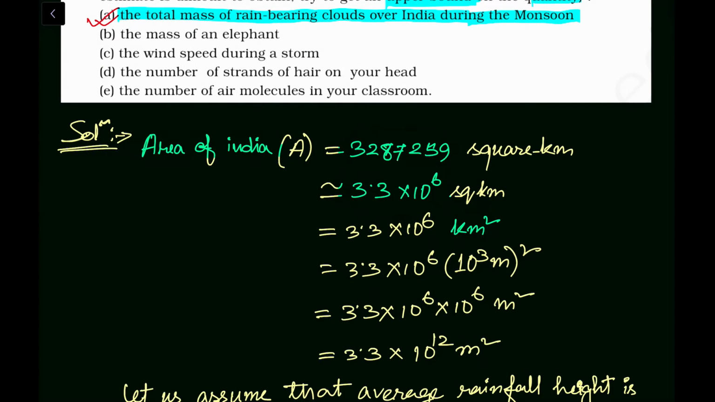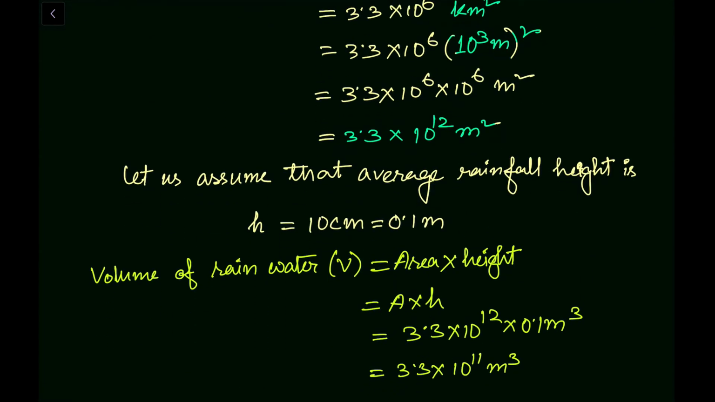Next we have to consider this kilometer square and convert it to its meter unit. So 1 kilometer means it is 10 to the power 3 meters, so the kilometer unit can be replaced with 10 to the power 3 meter, and we have a whole square here. So the area of India will be 3.3 into 10 to the power 12 meter square. Now let us assume that the average rainfall height is 10 centimeter, as per the meteorological department of India. So 10 centimeter is equal to 0.1 meter.